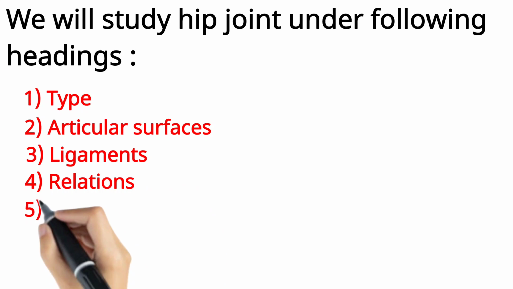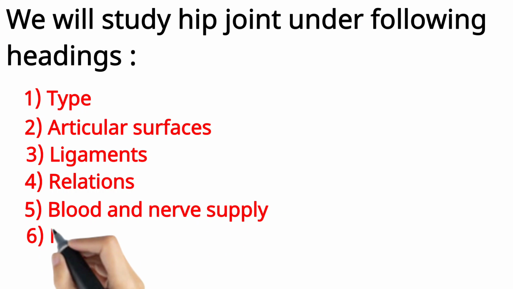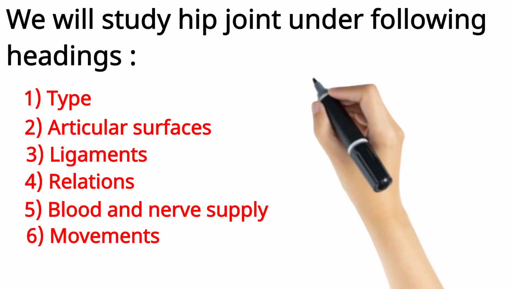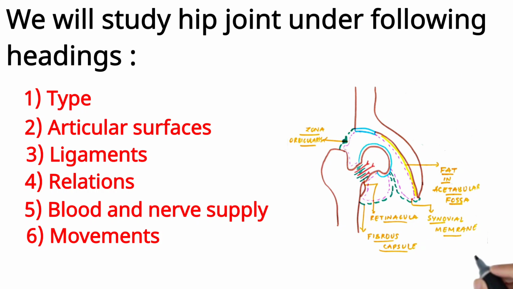Any joint in our body is supported by different ligaments which are present around it. These ligaments support the joint, provide stability to the joint, and allow the different movements which the joint can perform. The fourth subheading is the relations of the joint. The hip joint in our body is located between many structures. We will see what structures are present in front of it, behind it, laterally, and medially. So in this we will see the relations of the hip joint.